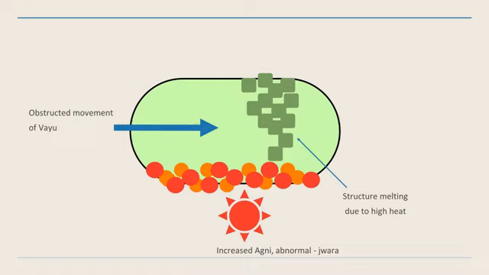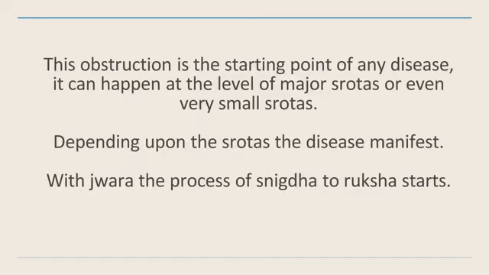So when heat is increasing, it's not only because of Vasant Ritu, but normally also, heat increases and actually gives vilayana of kapha, vilayana not of abnormal kapha but of the natural structure, which is Prithvi and Jala, which is Snigdha, and that blocks the channels and causes obstruction in the movement of Vayu. This obstruction is the starting point of any disease. It can happen at the level of major srotas or even very small srotas. Depending upon the srotas, the disease manifests.